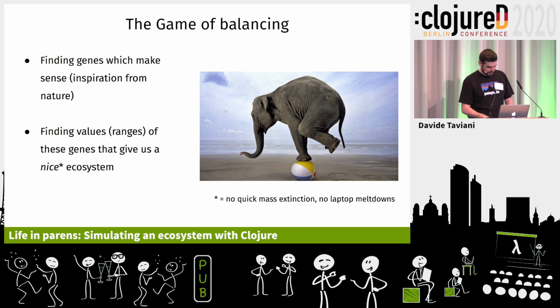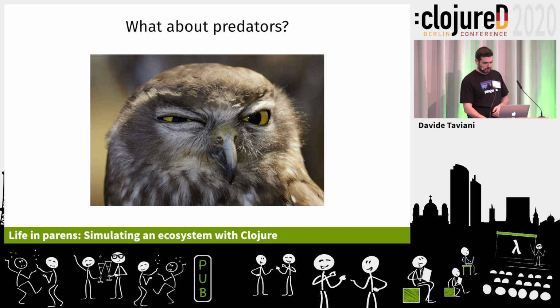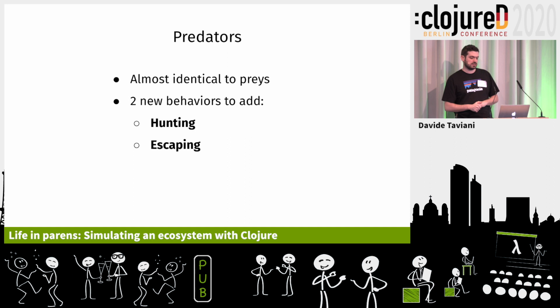But I didn't mention predators at all. That's not a big problem, because predators are almost identical to prey. But there is one difference. They are hunting, they will eat moving things. So we have to implement hunting. And these poor prey have to have a chance of surviving, so we have to implement escaping.